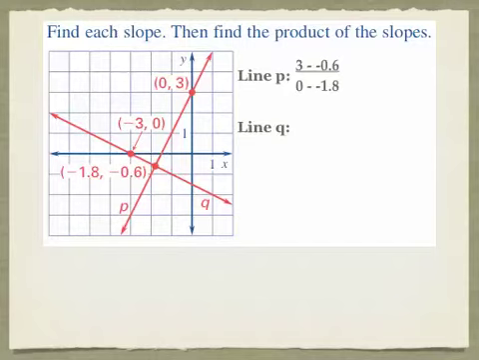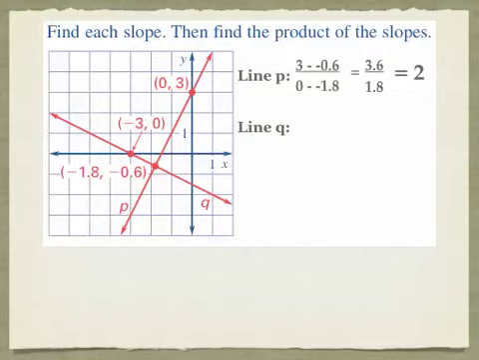When you are subtracting a negative, remember that's the same as adding a positive, so 3 plus 0.6 is 3.6, and then we have a positive 1.8. This can be simplified. 1.8 does go into 3.6 two times, so the slope simplified is just a whole number 2. Remember, we can write any whole number over 1, so the slope of line P is 2. You could also think of 2 as 2 over 1.